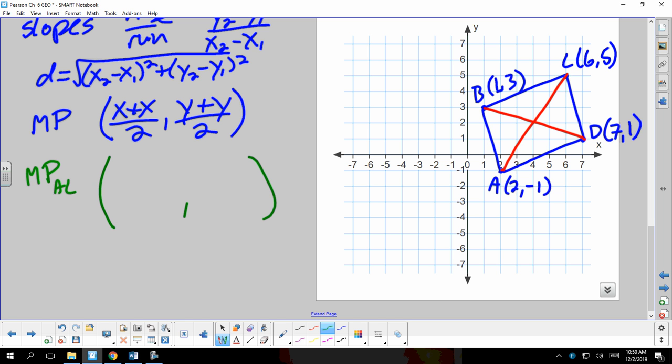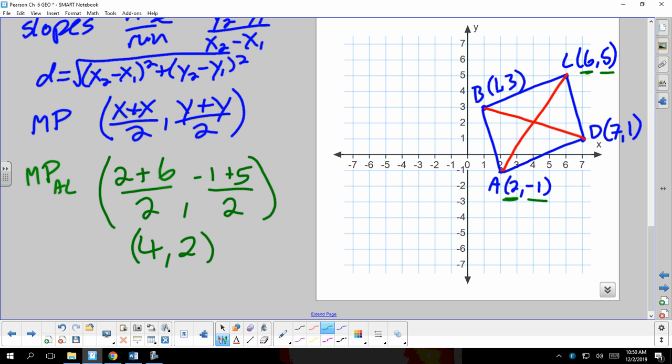I'm going to add the x's together. So the x of A, 2, plus the x of C, 6, divided by 2. And then the y of A, -1, plus the y of C, 5, divided by 2. So that's 8 divided by 2, which is 4. 4 divided by 2, which is 2. There's the midpoint of AC.